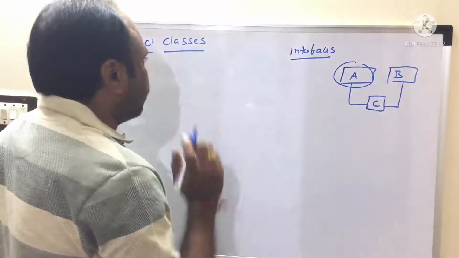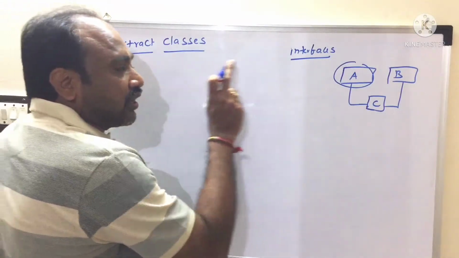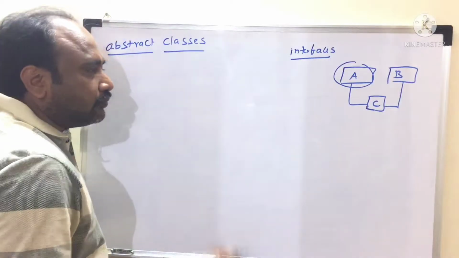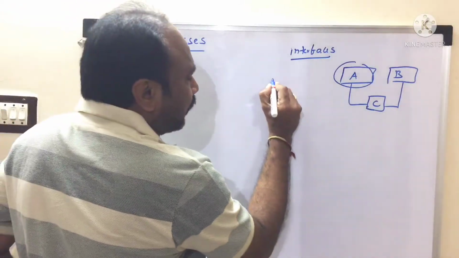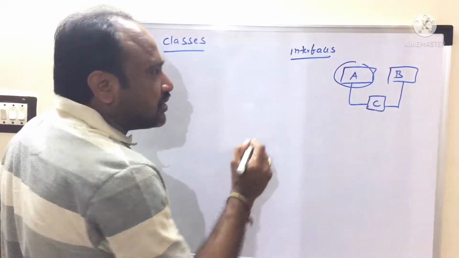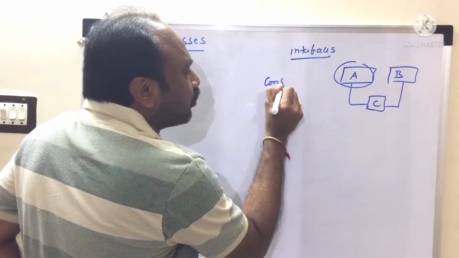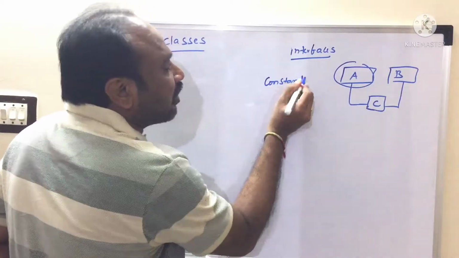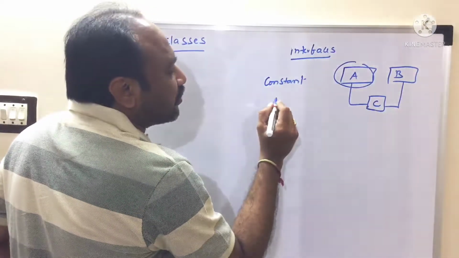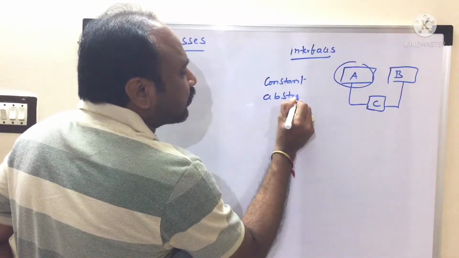Okay? Next, what about abstract class? What is the difference between abstract class and interface? I clearly explained this. Interface is mainly used to work with multiple inheritance. Interface has constants, not constant values, constants and abstract methods.